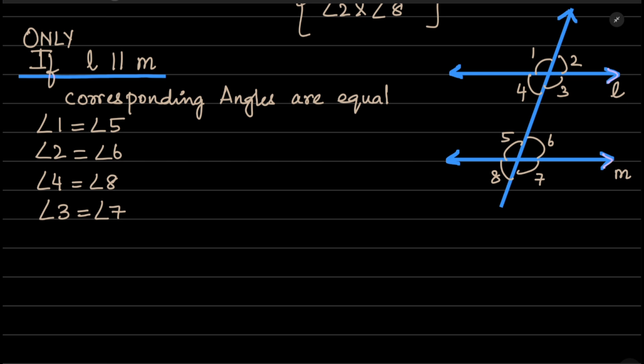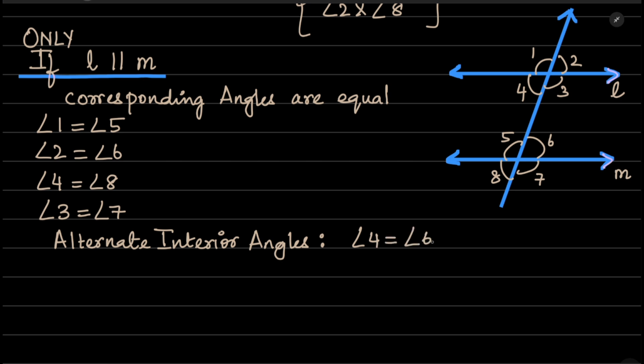Okay. And then alternate interior angles are also equal. So let me write that. Alternate interior angles are also equal. So what are the alternate interior angles here in our picture? Angle 4 is equal to angle 6. And then you have your angle 3 is equal to angle 5.